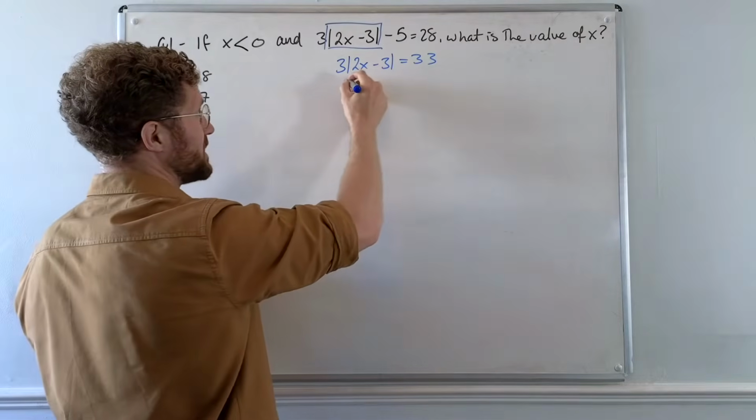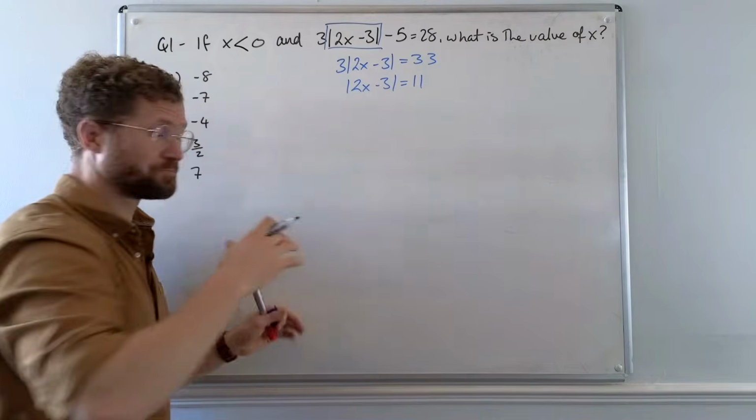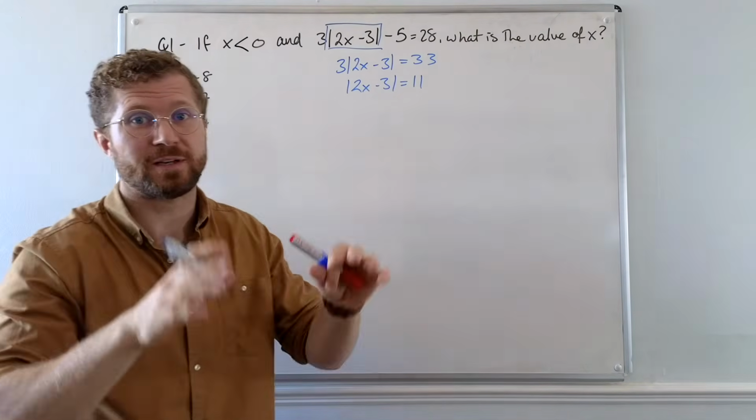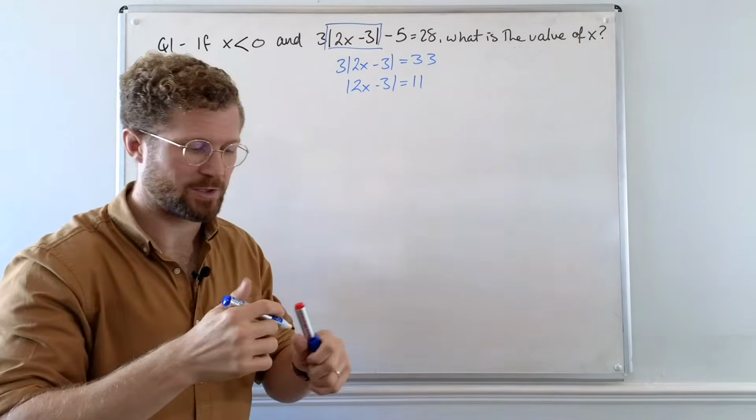And then I'm going to divide both sides by 3 to give me absolute value of 2x minus 3 is equal to 11. So there we go. I've got the absolute value sign on one side on its own. That's sort of phase 1 of this solution done, and now I can go into phase 2.